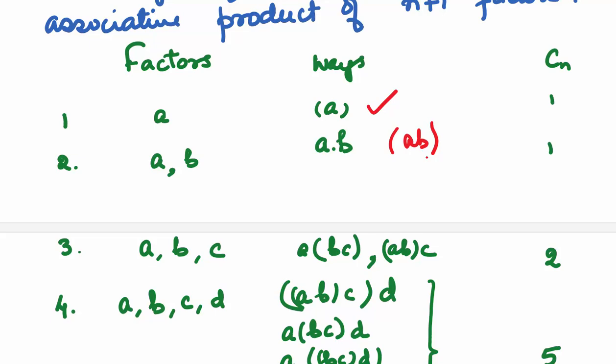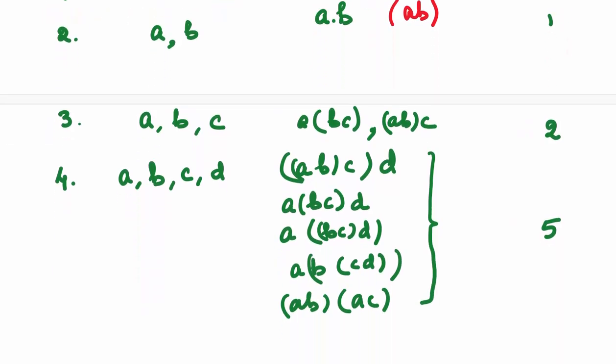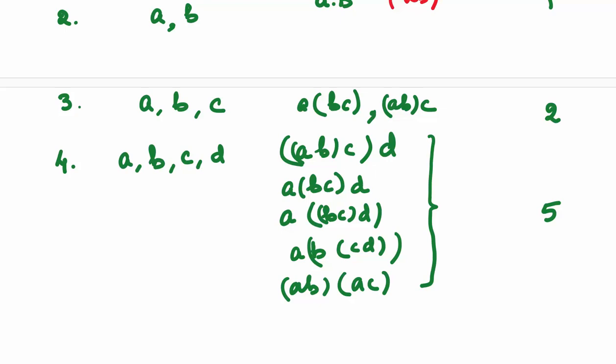If you take three factors a, b, c, then there are only two ways in which the product can be parenthesized. The first one is a into brackets bc, and the second way is first a and b are multiplied and then c is multiplied, so we have brackets ab into c. So there are two ways. The Cn value is 2. If you take four factors a, b, c, d, then there are 5 ways in which we can parenthesize.